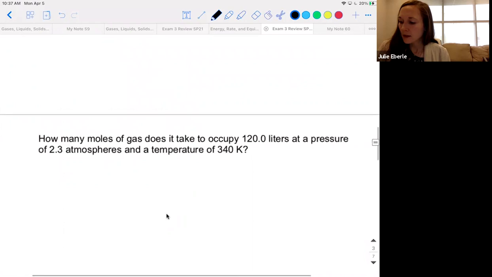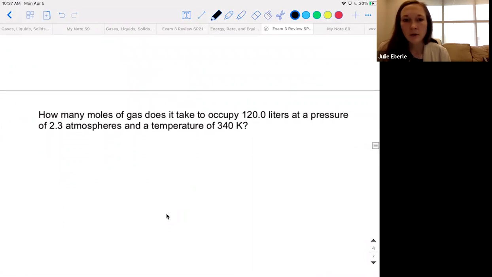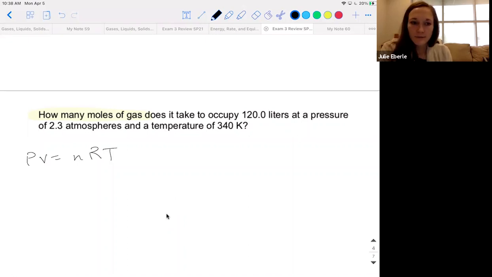Okay, next problem here. How many moles of a gas? I'm going to go ahead and highlight. Look, it's asking about moles of a gas. So what equation will we need to use? Yep, Matt said it, the ideal gas law, PV equals nRT. How many moles of a gas does it take to occupy 120 liters at a pressure of 2.3 atm and a temperature of 340 Kelvin?